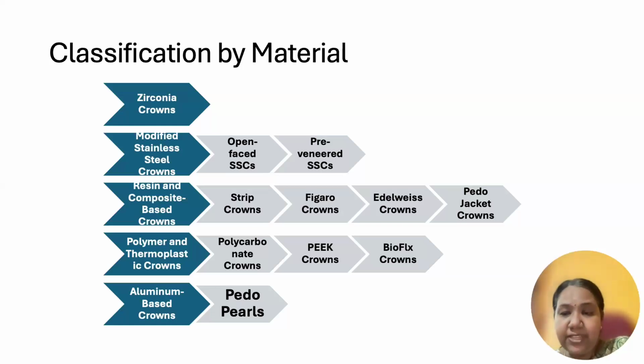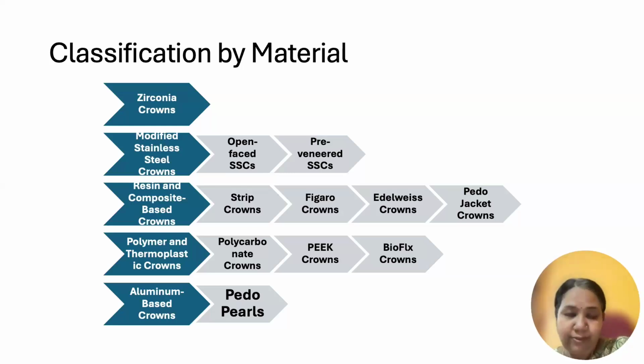Then we have the pedo jacket crowns. Basically, they are a copolyester jacket, which needs to be filled with composite. Then the polymer and thermoplastic crowns, we have the polycarbonate crowns, the PEEK crowns, and the Bioflex crowns. Aluminium-based crowns is your pedo pearls, which have a veneer or a facing on them.